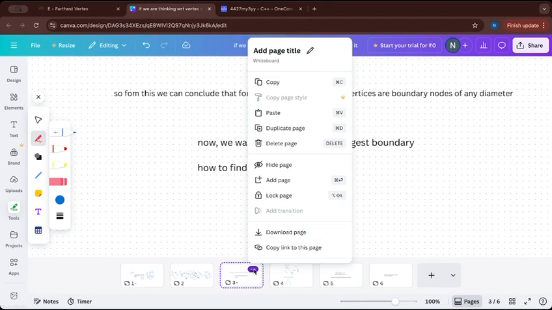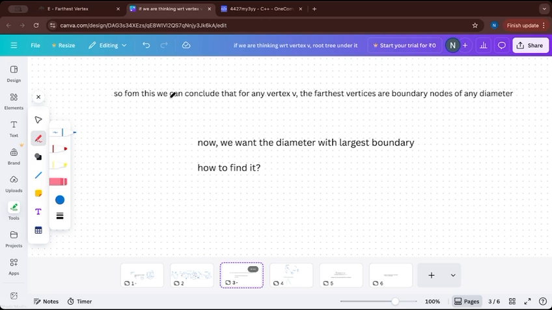So hope you get this. So what is the fact that we can conclude? We can conclude that for any vertex V, the farthest vertices are the boundary nodes of any diameter, right? So we can use that fact here.